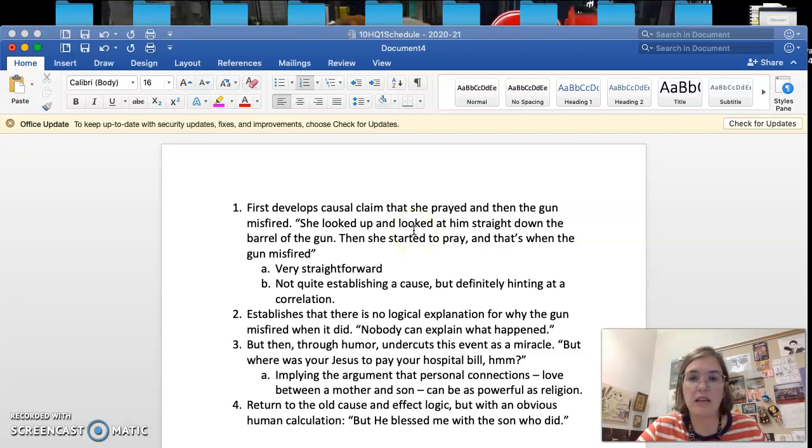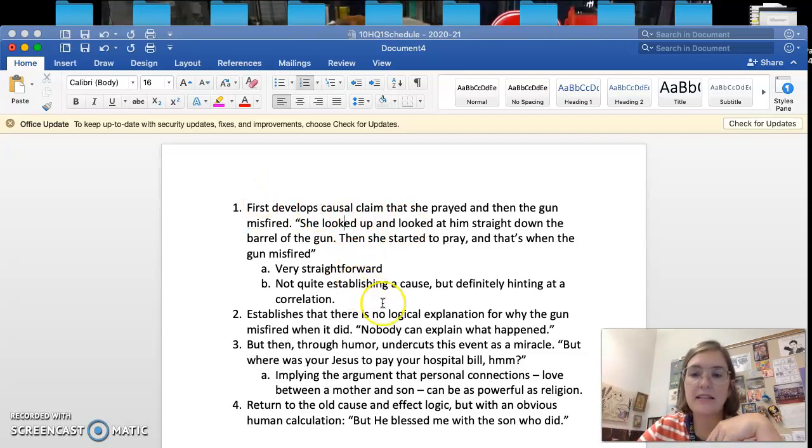So he first develops this causal claim, and he's basically accepting of his mom's version of events when Abel is pointing the gun at her head and he fires and it misfires. She looked up and looked at him straight down the barrel of the gun. Then she started to pray, and that's when the gun misfired. So you'll notice here that the language is extremely straightforward. There aren't a lot of complex sentences here. It's just this happened, this happened, this happened.